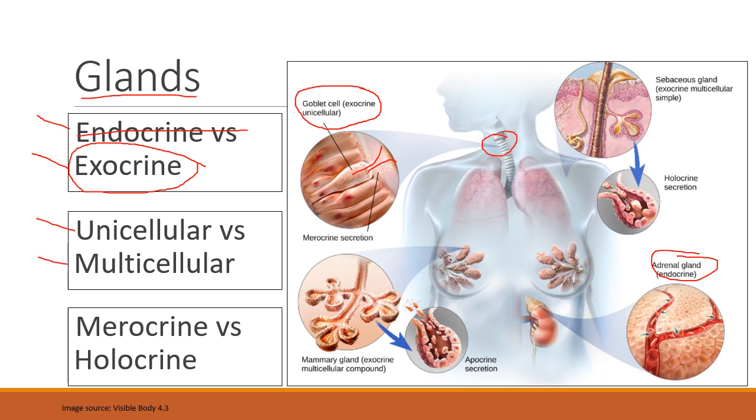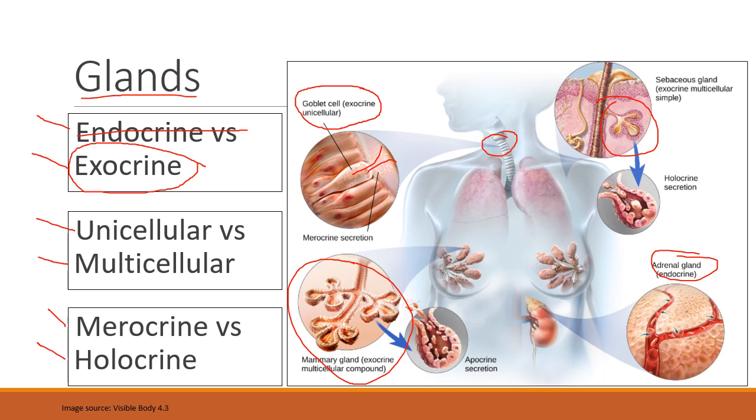Multicellular glands kind of look like this right here. You see that? Or this one right here. So this is the actual gland composed of many, many cells, and they work together to make a particular product that gets secreted out of the gland and to do something locally.